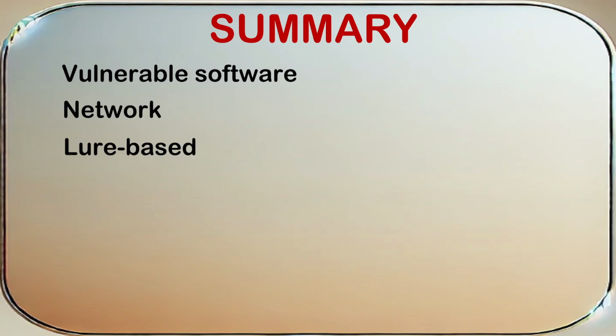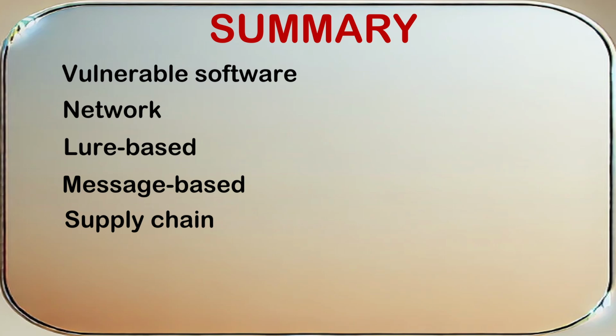Well, that's it for this lesson. In this lesson, we introduced you to multiple attack surface vectors, including vulnerable software vectors, network vectors, lure-based vectors, message-based vectors, and supply chain vectors. Understanding the methods by which threat actors infiltrate networks and systems is essential for you to assess the attack surface of your networks and deploy controls to block attack vectors.